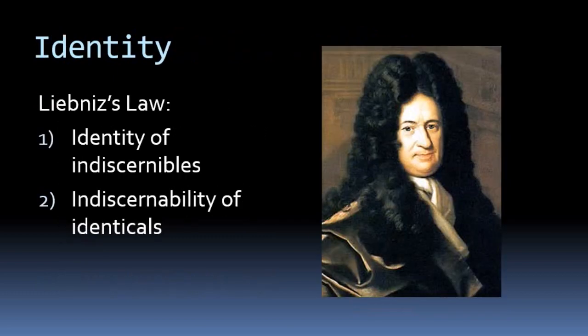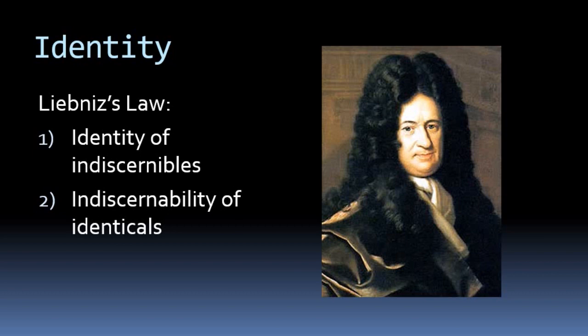It's a good old Leibnizian law of identity. So good old Leibniz had two rules for talking about when two things are identical and when two things are different. We've got the identity of indiscernibles and the indiscernibility of identicals. The identity of indiscernibles says two things are the same thing if you can't tell them apart. And the indiscernibility of identicals is if two things are the same thing, then you can't tell them apart. It's the same idea, just backwards. Okay?